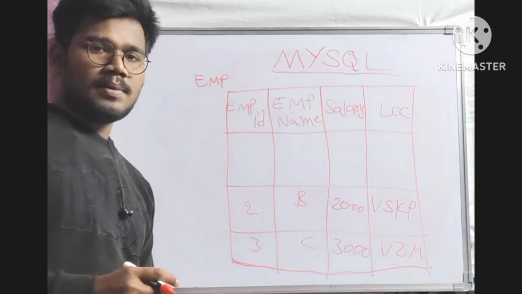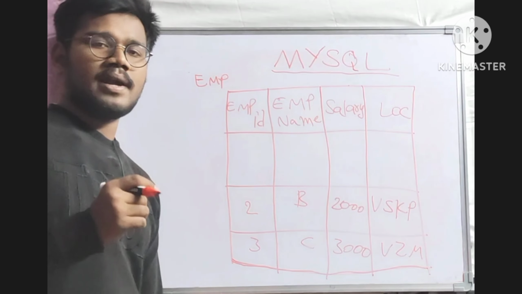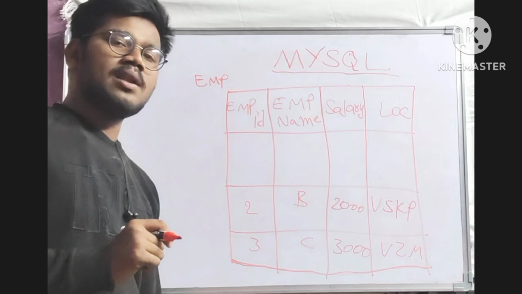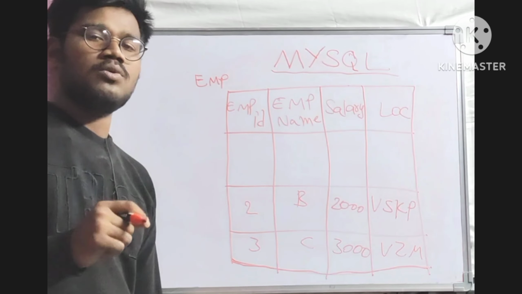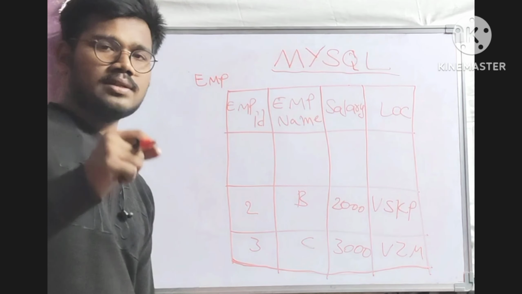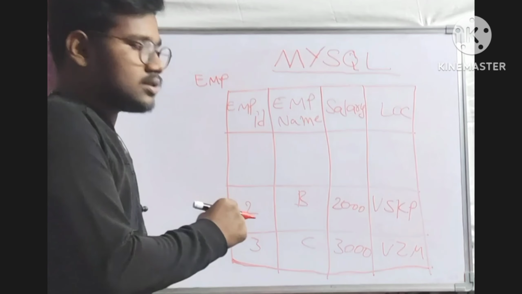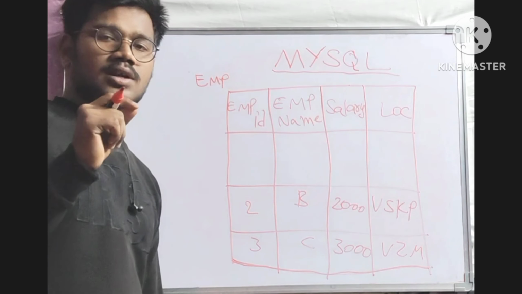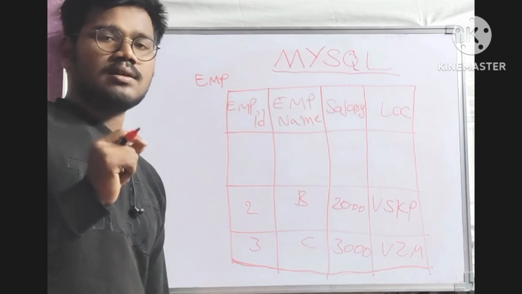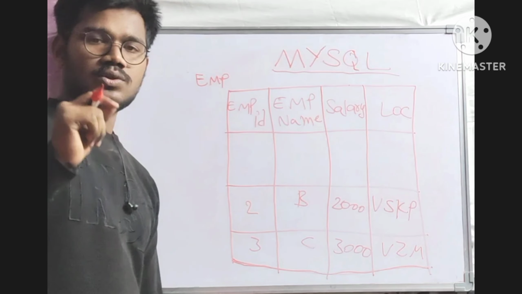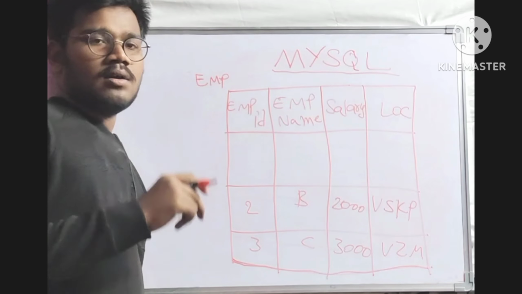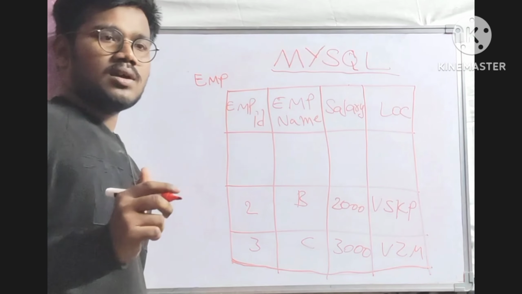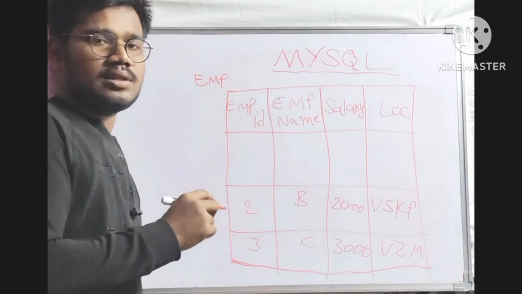So let's see the commands present in the second MySQL command language, which is DML, data manipulation language. These data manipulation language commands are used to manipulate the data present inside the table. So this is the employee table we have. The first command present in the data manipulation language is insert. This insert command is used to insert the data into the table. So if you want to insert the data in the first row of the table, then you can use the insert command to insert the data.